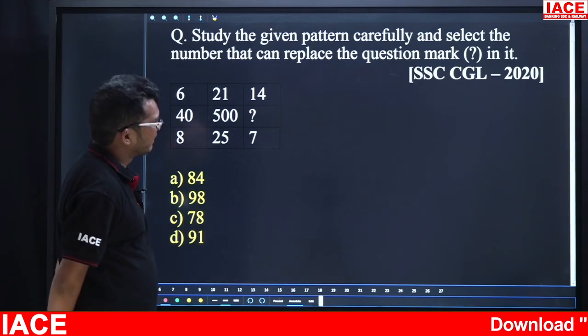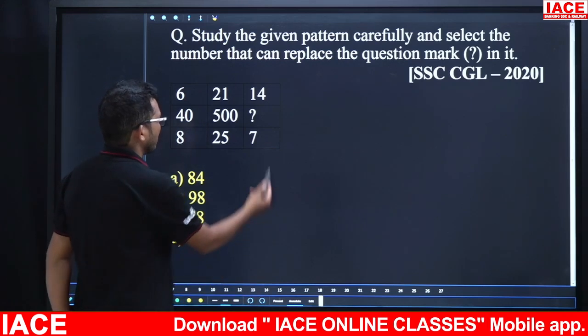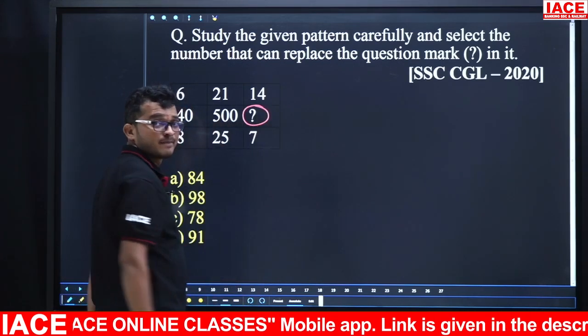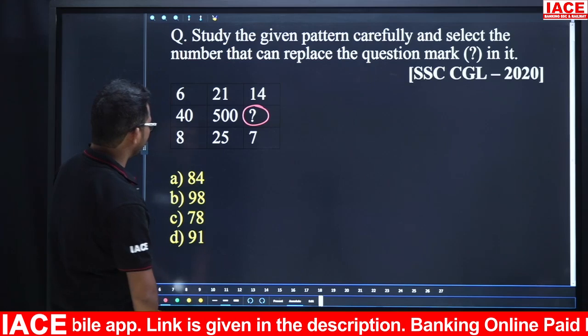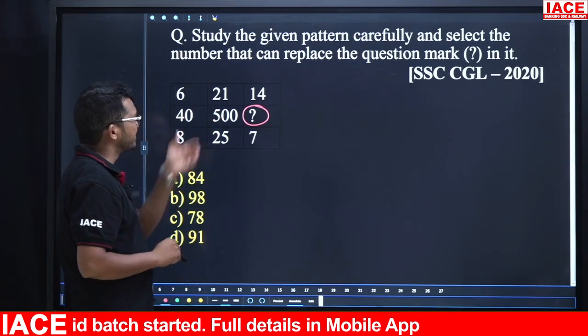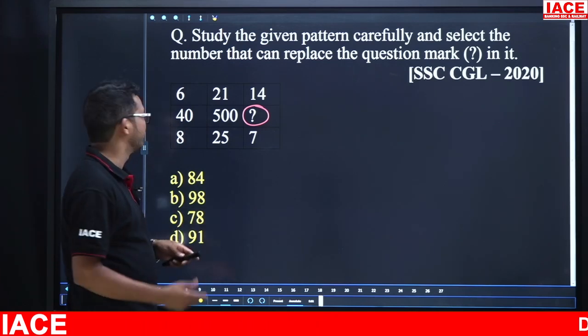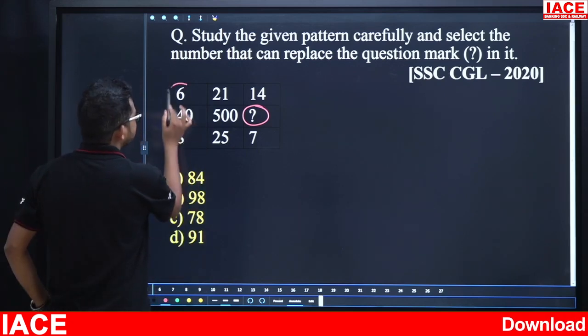Study the given pattern carefully and select the number that can replace the question mark in it. Friends, now we are going to replace this question mark. If you observe here, in the middle row they have given big numbers. How do we get big numbers? By squaring, cubing, or by multiplying the remaining rows or columns.